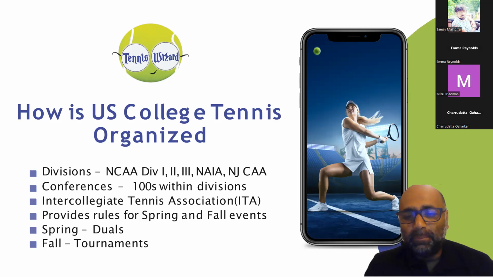So Division 1 schools are the biggest, they have more money, more sports, and they are the bigger consortium of colleges. Division 2 are generally smaller universities and colleges, and they could be both private and public.